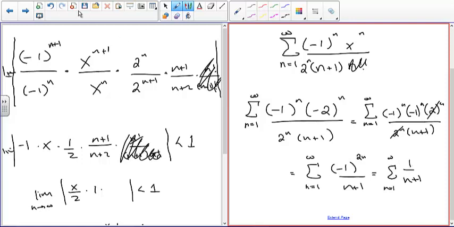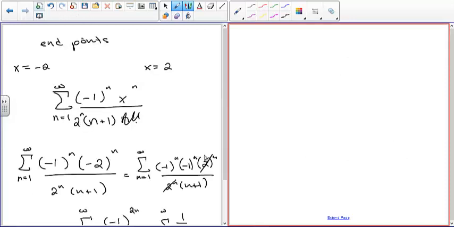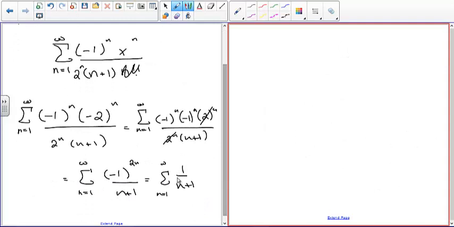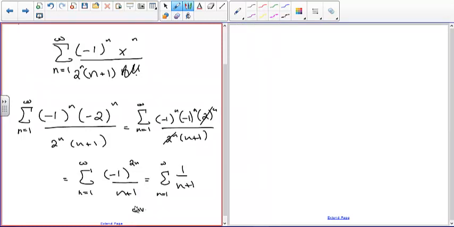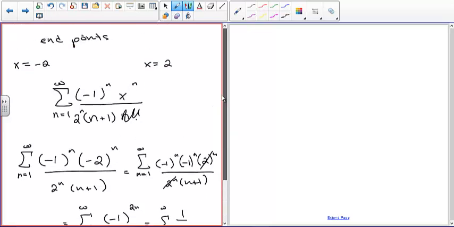And what would happen in this case, you could use the limit comparison test, you could use the direct comparison test, but what you'd find out is that it diverges. You have to spell out what the convergence criteria is for that particular series. And that's when I plugged in this endpoint.